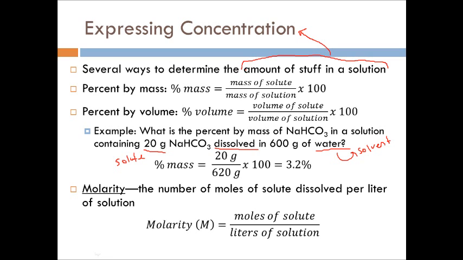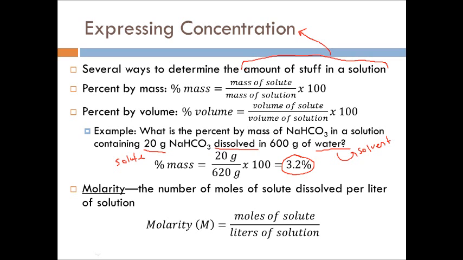You take your 20 grams, you put that in the numerator, then you have to take the total mass, so 20 plus 600 gives you 620 grams. You divide the two and you multiply by 100. So in this case, you get an answer of 3.2%. So it just basically describes the relationship between how much solute there is compared to the solvent, and we do a percentage of it. So that's the first way to describe the concentration.